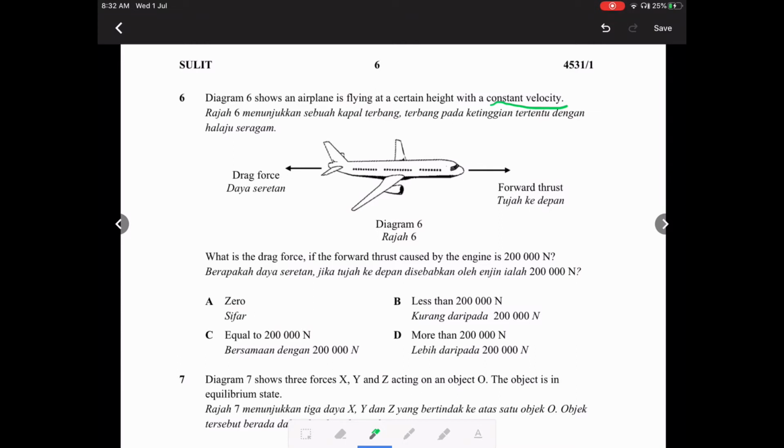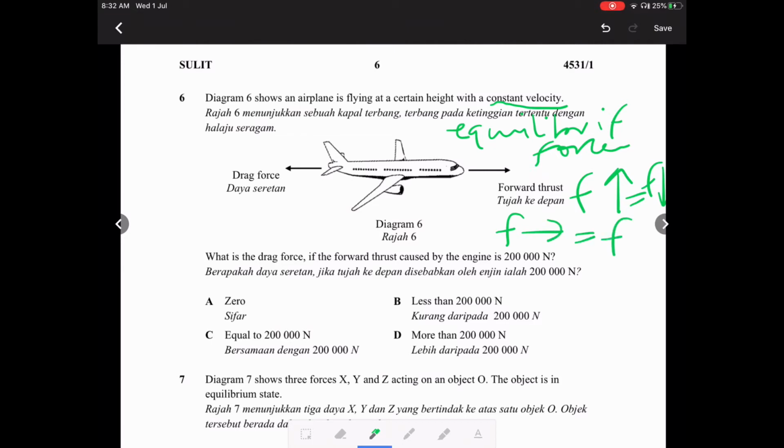So, you kena ingat bila dia berlaku equilibrium forces, okay, force atas akan sama dengan force bawah. Okay, atau force depan akan sama dengan force belakang. Okay, faham? Itu konsep equilibrium forces.